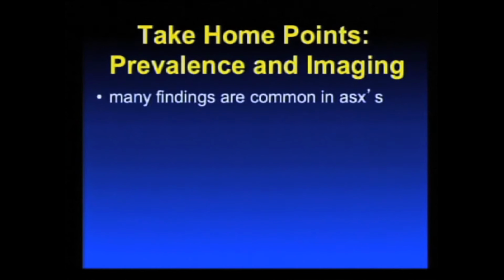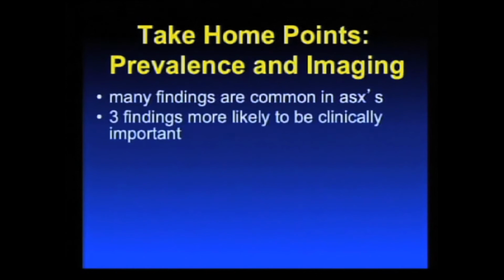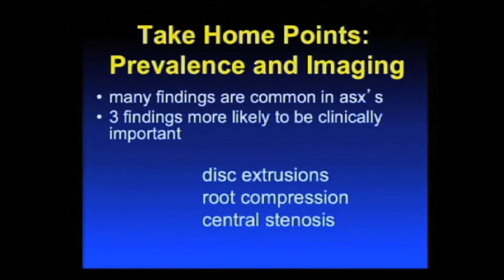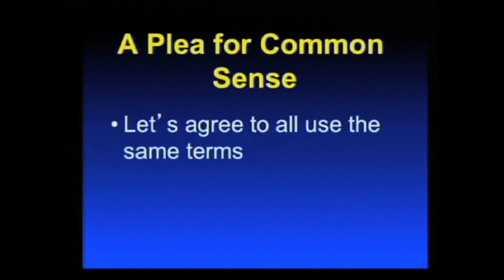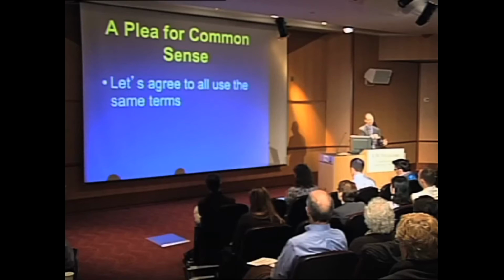So the take-home points are many findings were common in people without low back pain, that three findings to be more likely clinically important are going to be extrusions, central stenosis, and root compression. And the plea for common sense is let's all agree to use common terms.